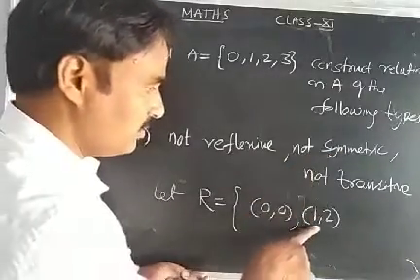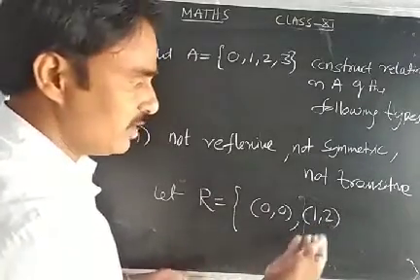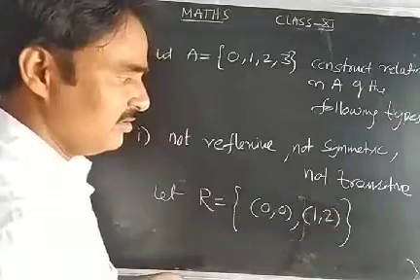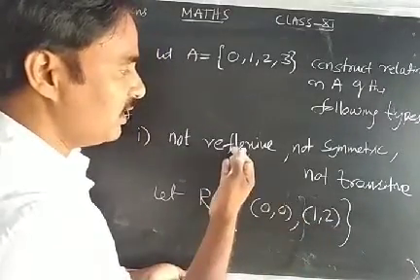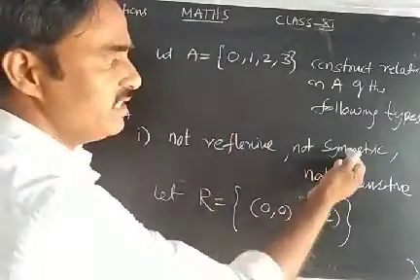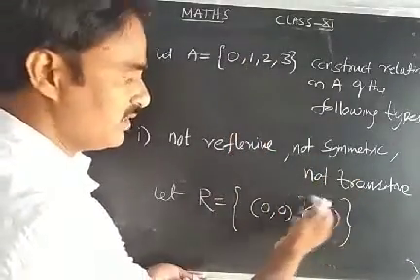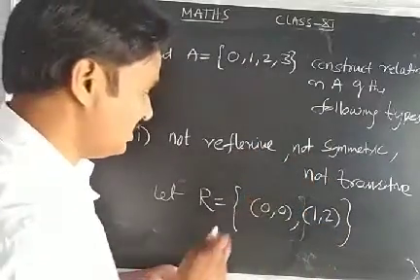To check symmetric, I will check for this element. I take 1, 2 belongs to R. I interchange to get 2, 1, not there in R. Now it is not symmetric. It is not reflexive, not symmetric. Why not reflexive? Because 1, 1 does not belong to R. Why not symmetric? Because 1, 2 exists in R, but 2, 1 does not exist in R. Both are satisfying this relation.